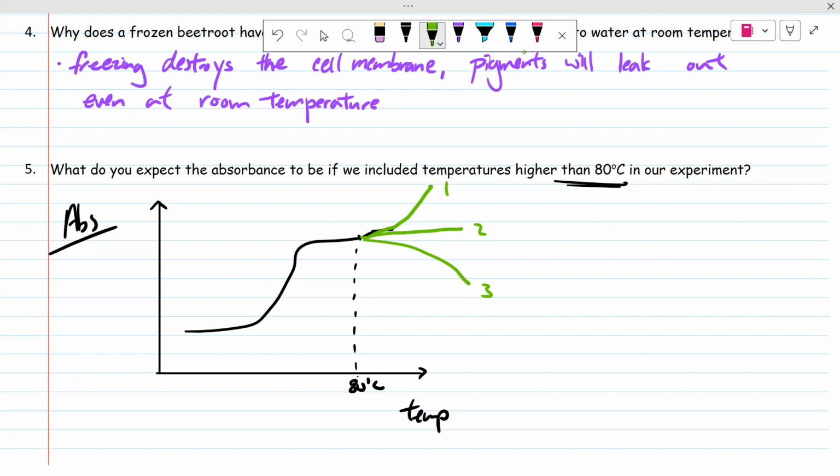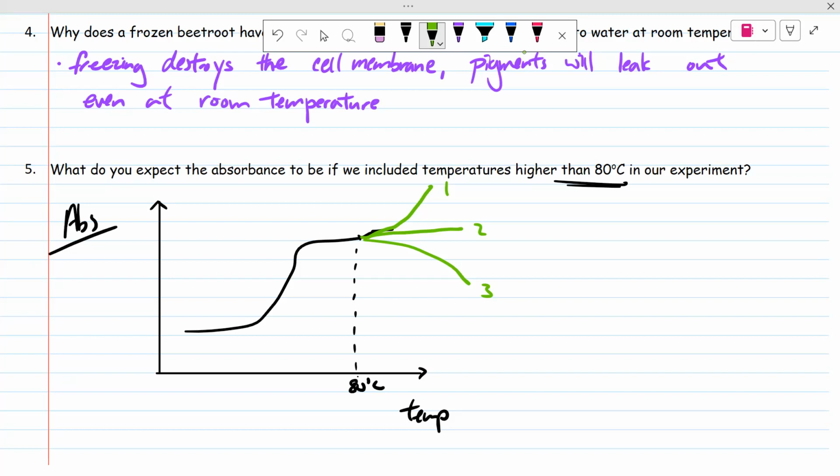What do you think? If we go to a higher temperature, 90, 100, do you expect the absorbance to continue to rise, to be kind of flat, or to start coming down? Yeah, it's going to be flat. If you look at 60 to 80, it's already very similar. If you remember your experiment, the greatest change in color was around 60 to 70, but 70 and 80 are very similar.